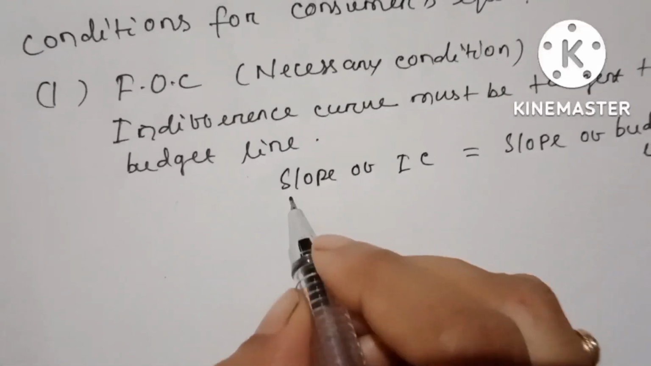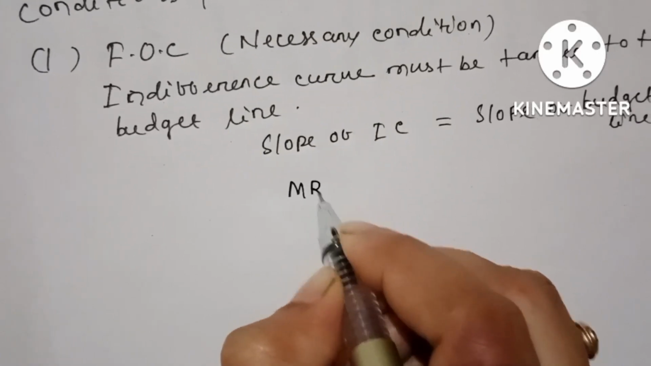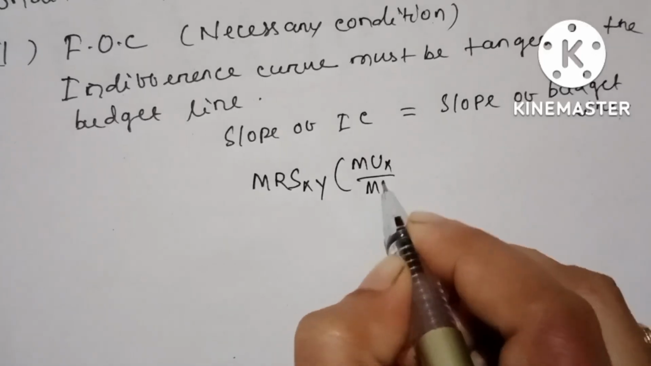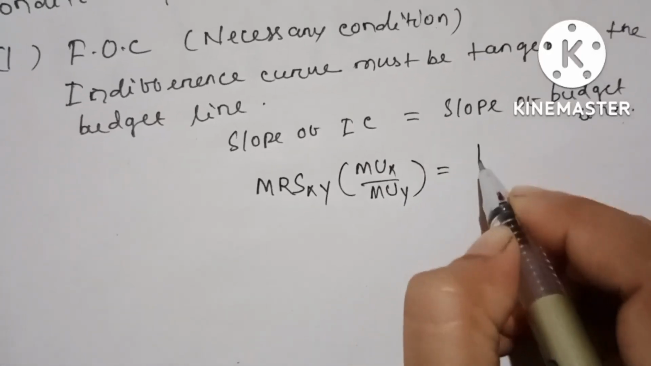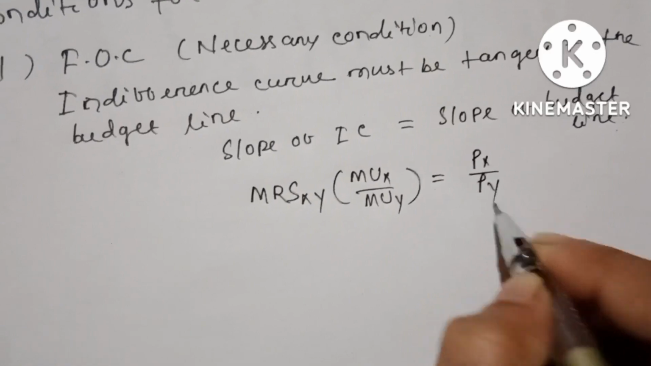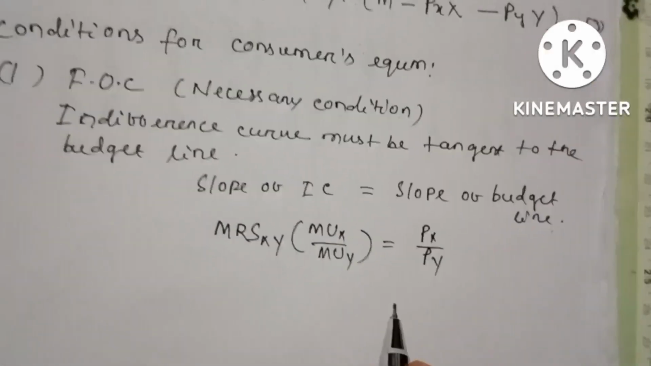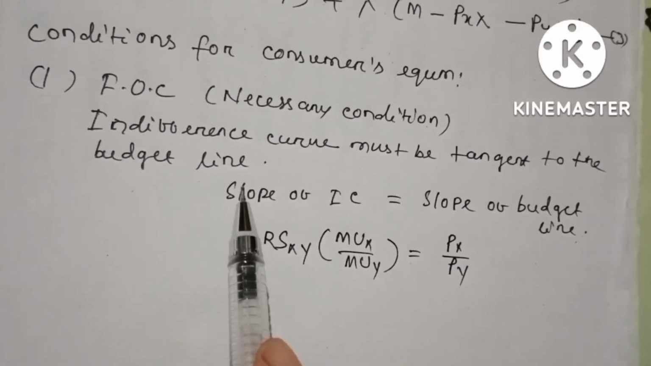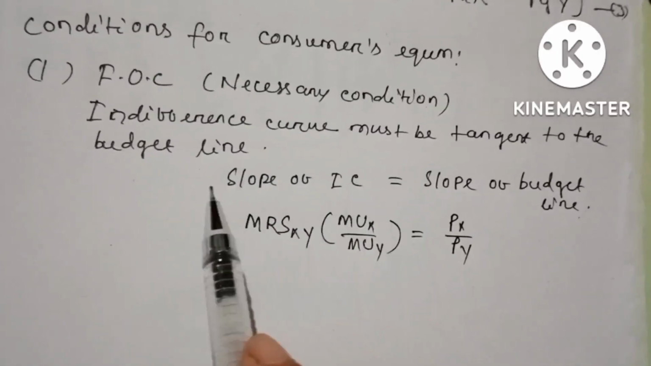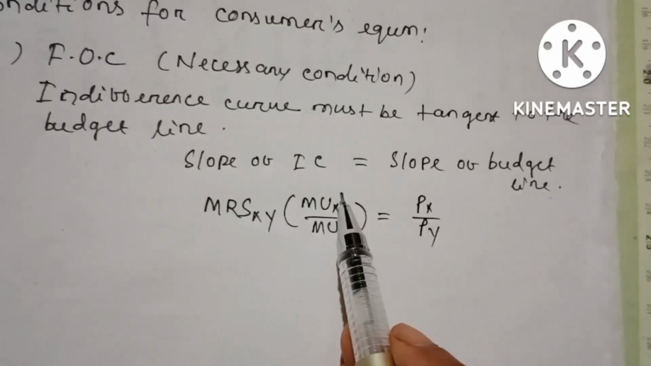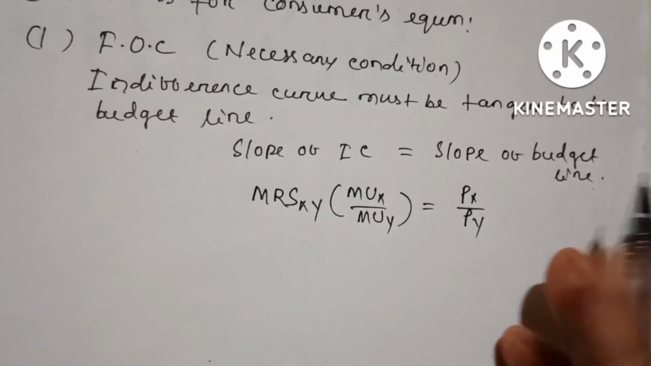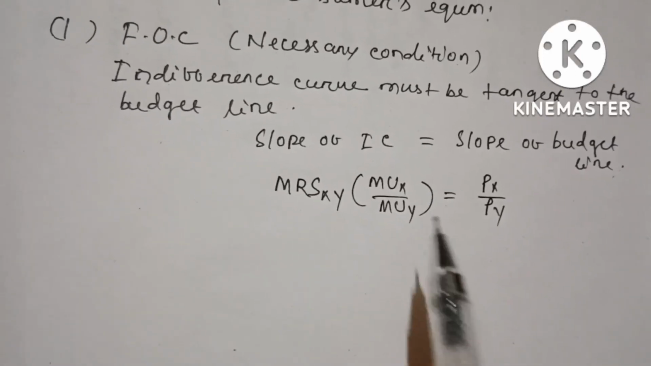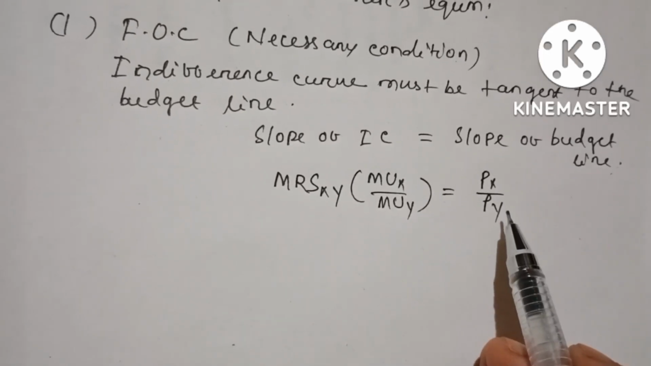Are you getting my point? Slope of the indifference curve equals your MRS xy, or you can write MUx by MUy. It must be equal to the price ratio, which is equal to the slope of the budget line. So at the point of equilibrium, the necessary condition, that is the first order condition, must be satisfied. That is, the indifference curve must be tangent to the budget line, or the ratio of the marginal utilities must equal the ratio of prices for maximization of utility.